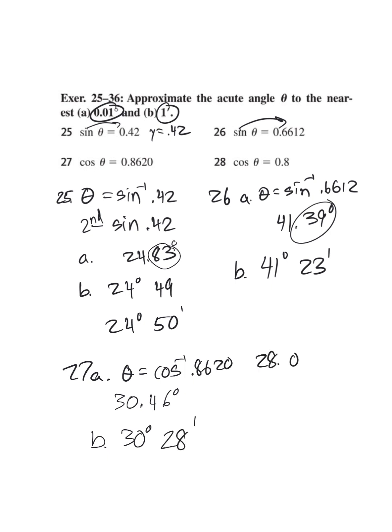28, theta is the arc cosine of 0.8 in degree mode. So the arc cosine of 0.8 gives me 36.87 degrees. Change 0.87. So part B, we have 36 degrees, 0.87 times 60, and you get 52 minutes. That's how you work those out.